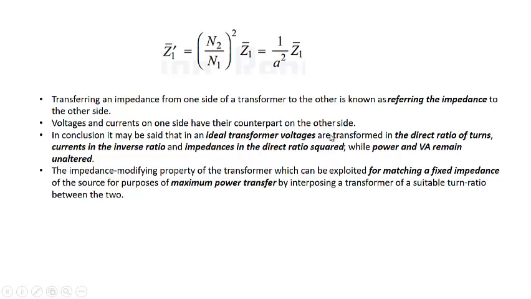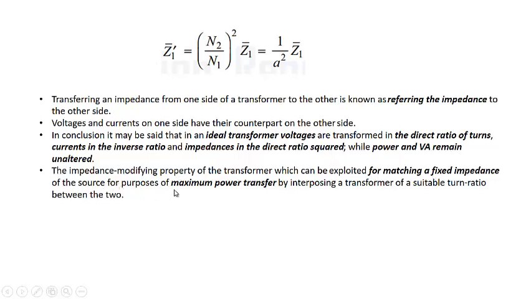In an ideal transformer, voltages are transformed in the direct turn ratio of the turns. Currents are transformed in the inverse ratio of the turns, and impedances are transformed in the direct ratio squared. While, which is very important, power and VA, that is the real power and the apparent power, remain constant and unaltered.